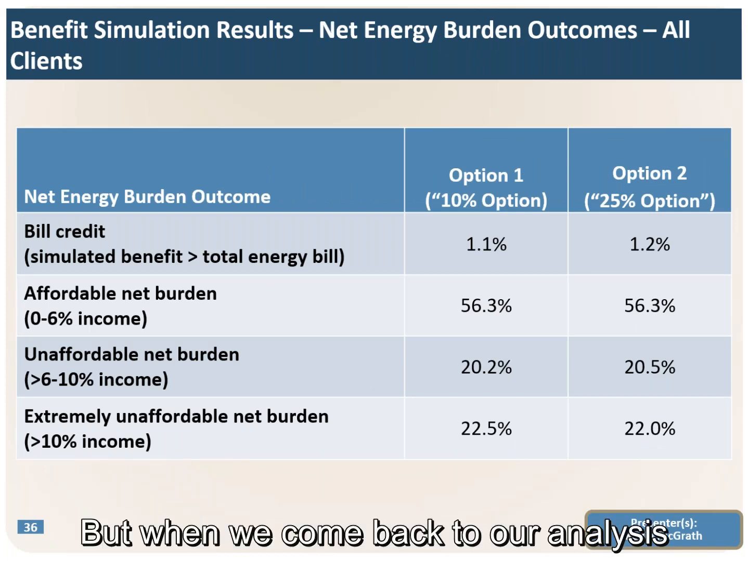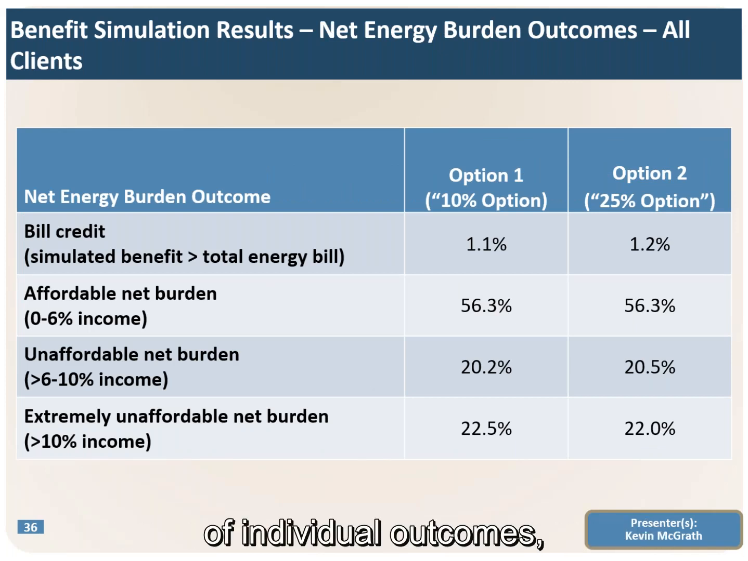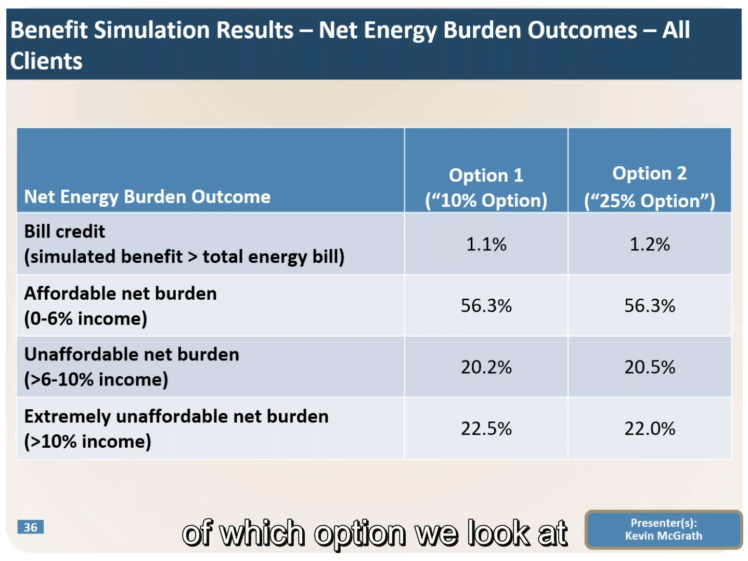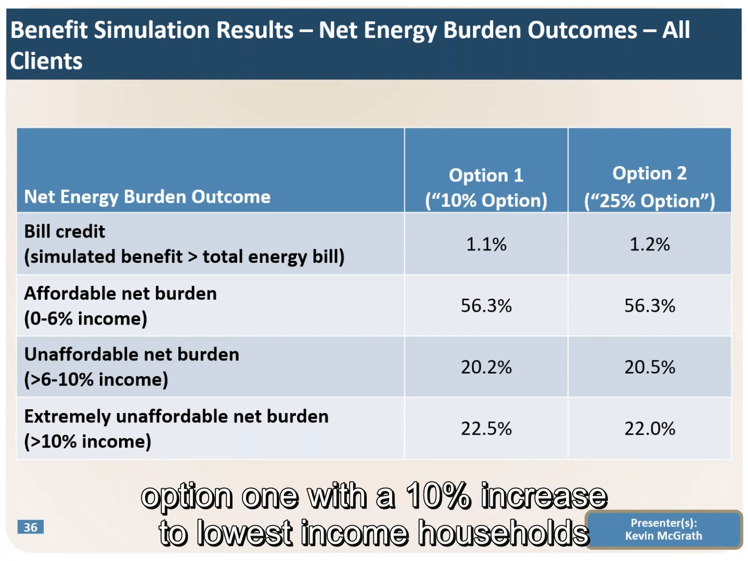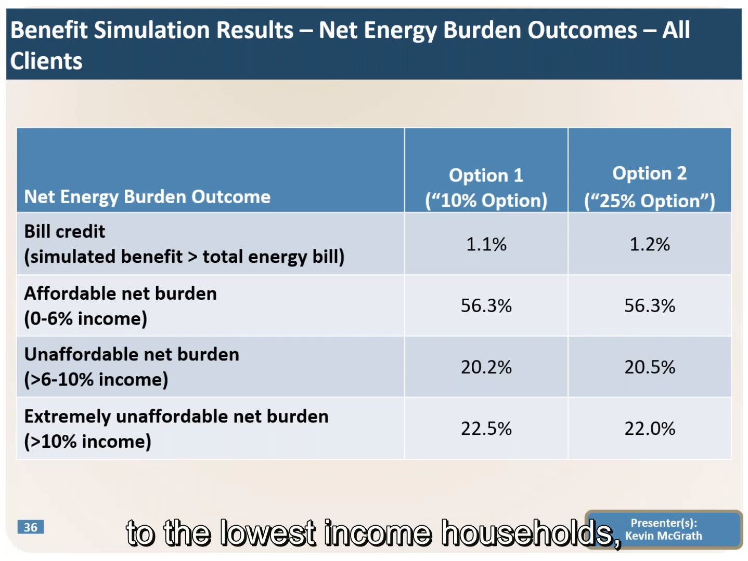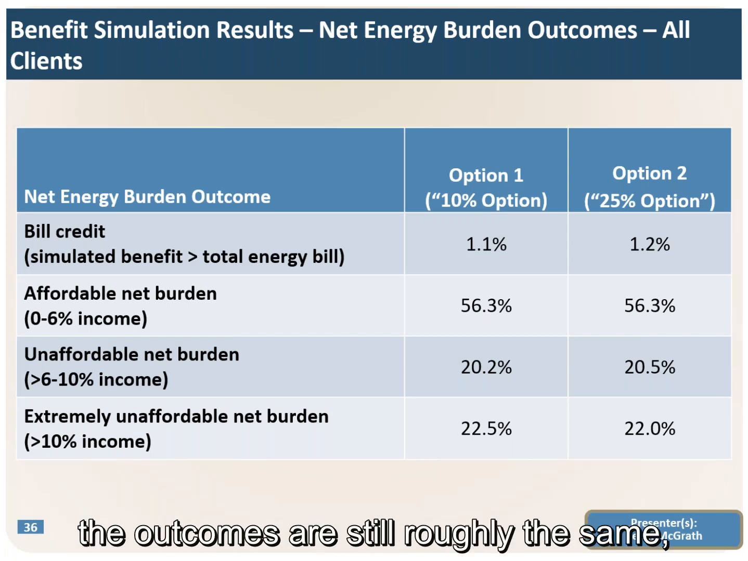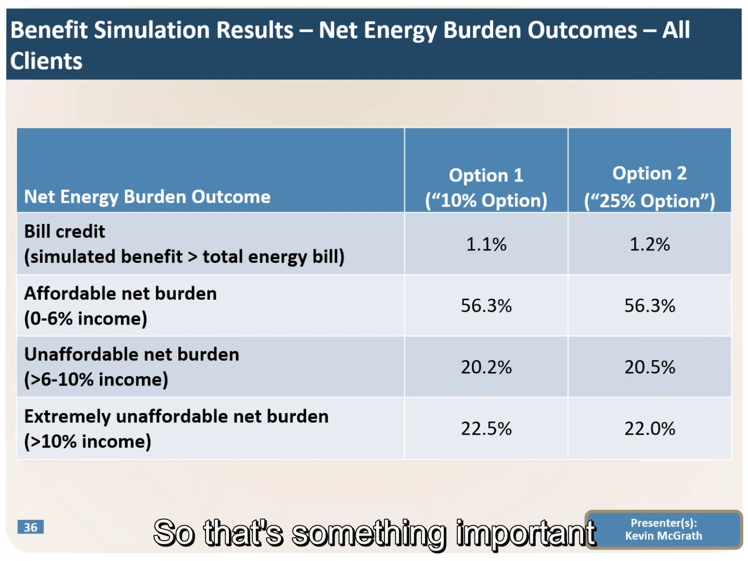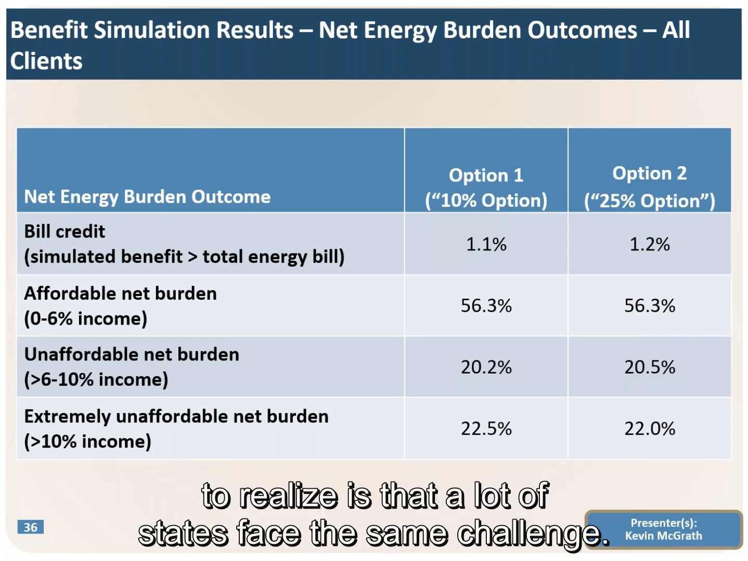But when we come back to our analysis of individual outcomes, what we see here is that regardless of which option we look at, option 1 with a 10% increase to lowest income households or option 2 with a 25% increase to the lowest income households, the outcomes are still roughly the same. And this challenge is not unique to Oregon. So that's something important to realize, is that a lot of states face this same challenge.